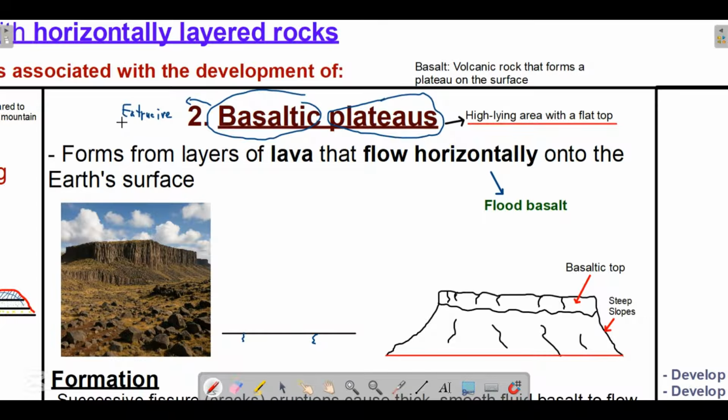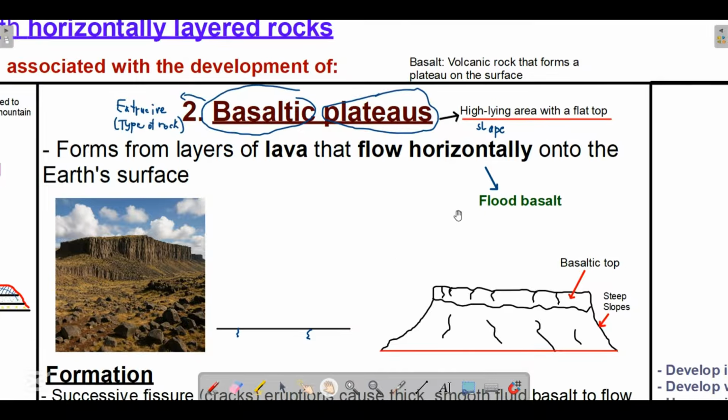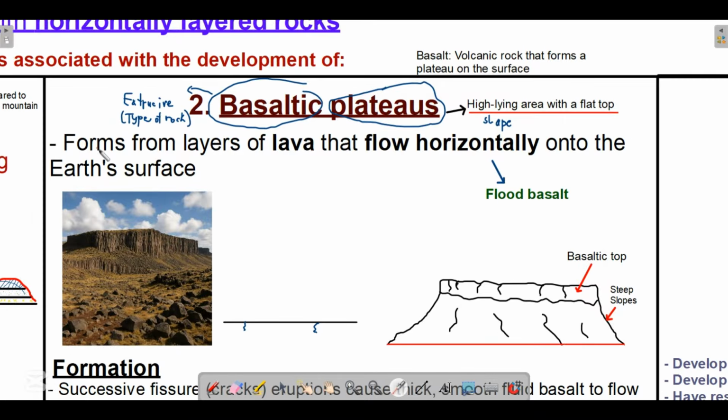So extrusive, basalt is a type of rock, and plateau basically describes the shape or the topography. How does it look? Well, it's a high-lying landform or area with a flat top. Basaltic plateaus form from layers of lava that flow horizontally onto the Earth's surface. Okay, layers, not one layer, multiple layers of lava that flow horizontally onto the Earth's surface.